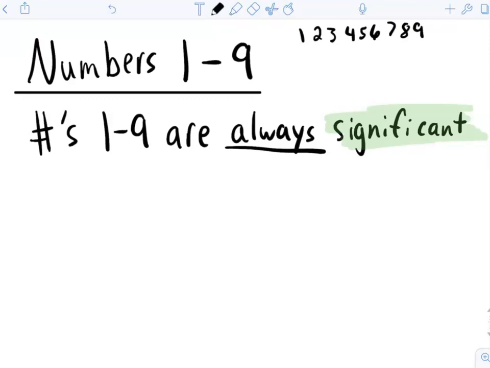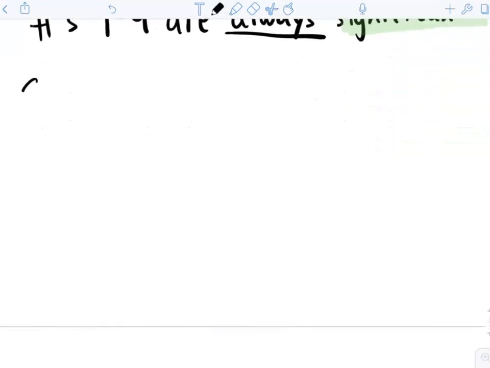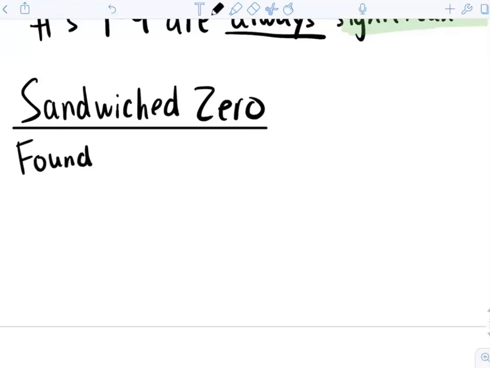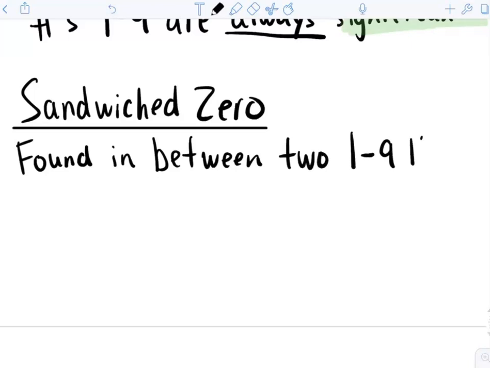Our next category is something called sandwiched zeros. Now, if something is sandwiched, that means that it's stuck in between two things. So, a sandwich zero is going to be found in between two 1 through 9 numbers.